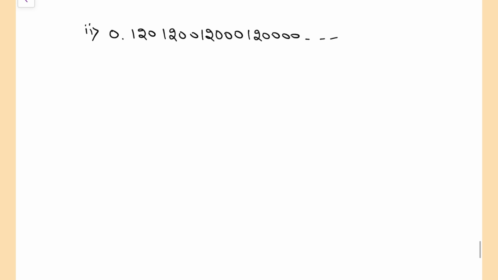Next, 0.120, here 120, 1200, 12000, 1 to 4 zeros and so on. Here, first of all, this is not terminating because it's not ending or not stopping. So I can say that non-terminating.